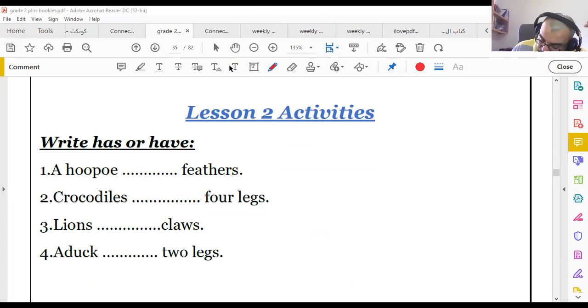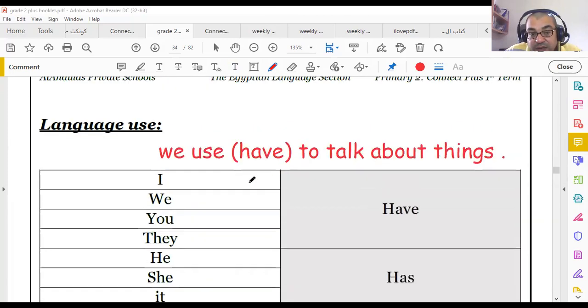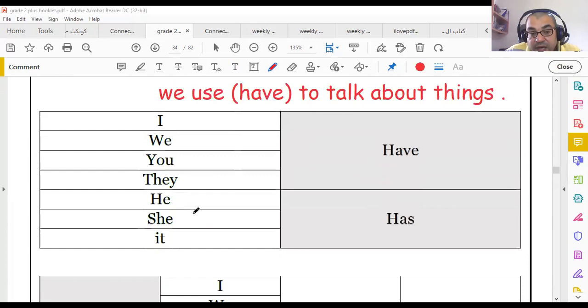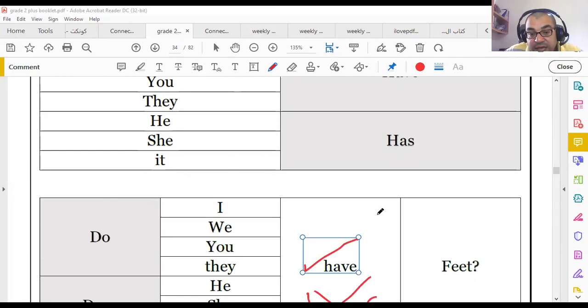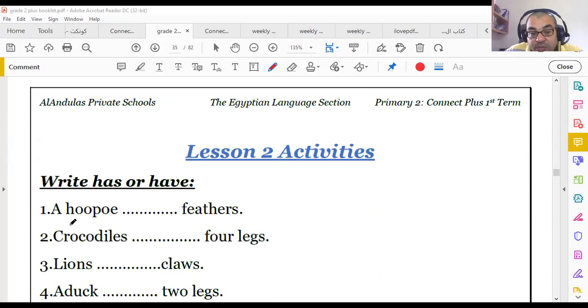Yusuf, number one, please. In this exercise, you use have or has. Remember, I, we, you, they take have. He, she, it takes has. Now, hoopoe feathers. What do you think? It's a hoopoe. It's only one hoopoe, right?